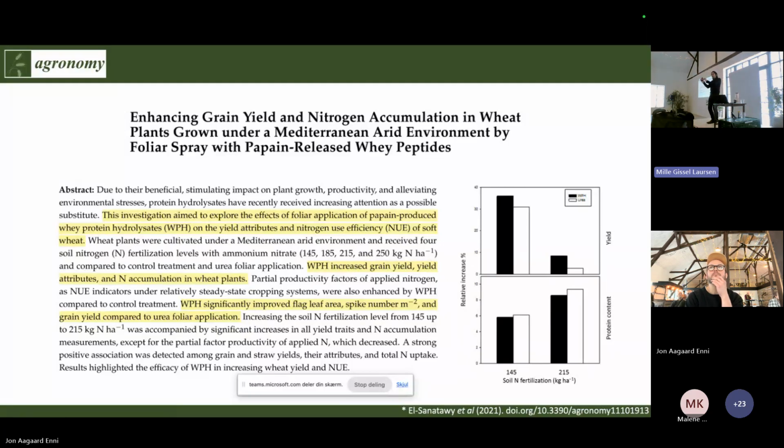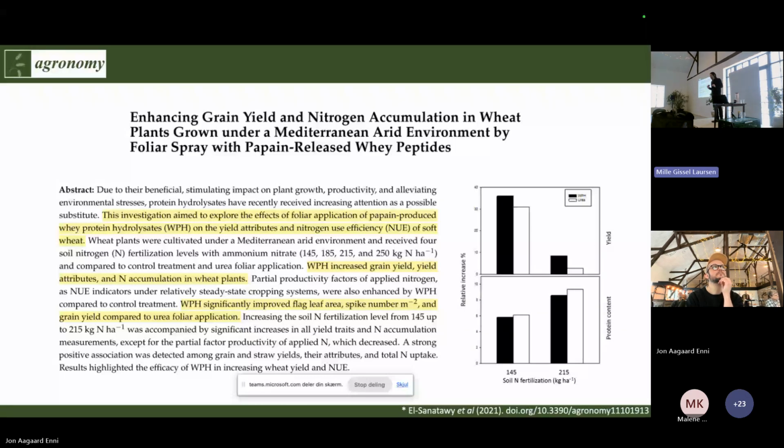However, if we then compare the urea to the amino form, you can see that the black is the protein hydrolysate, is the amino form. So the black is the amino form and the urea is the white. Under both low and high soil fertility, you can see consistently the protein hydrolysate outperforms the urea.